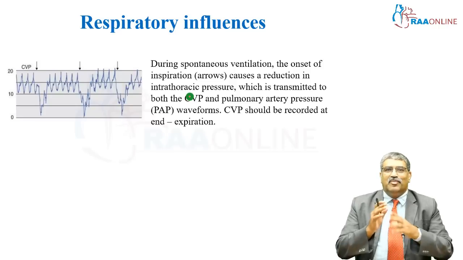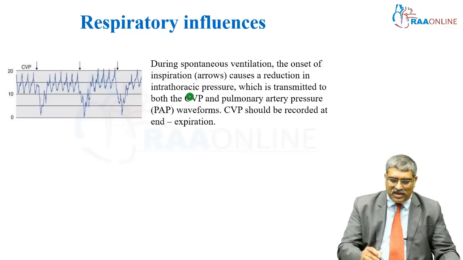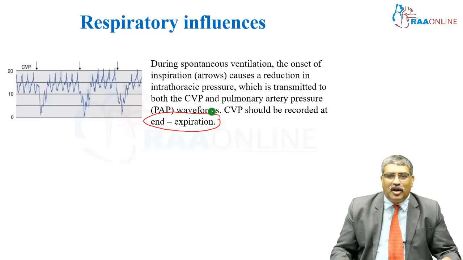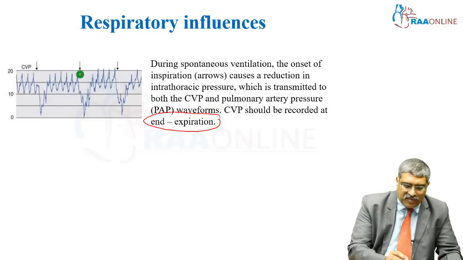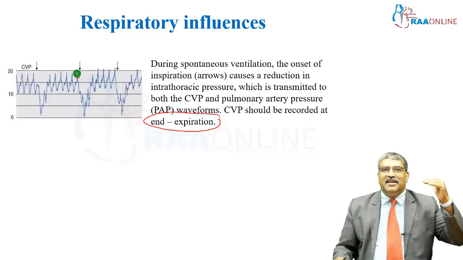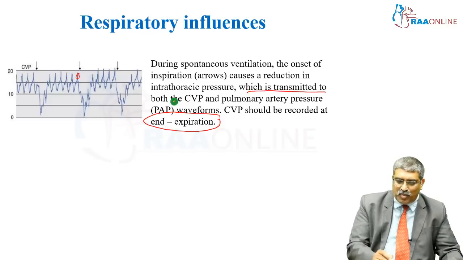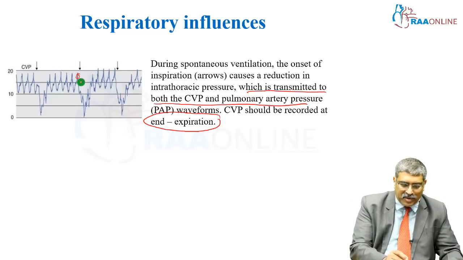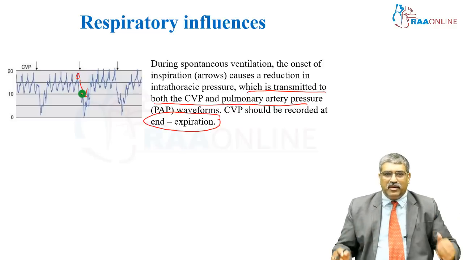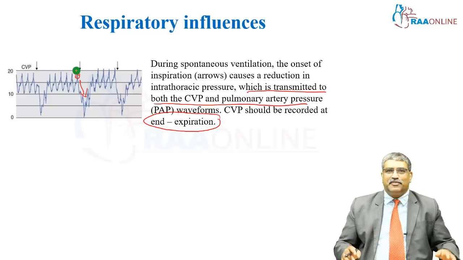Now, when to measure the CVP? Usually, CVP is measured at end expiration. Why is it so? During spontaneous ventilation, with onset of inspiration, there is a negative intrathoracic pressure which is transmitted both to CVP and pulmonary arterial pressure. Here, you can see with the onset of inspiration, there is a negative intrathoracic pressure. So, CVP is generally measured at end expiration.